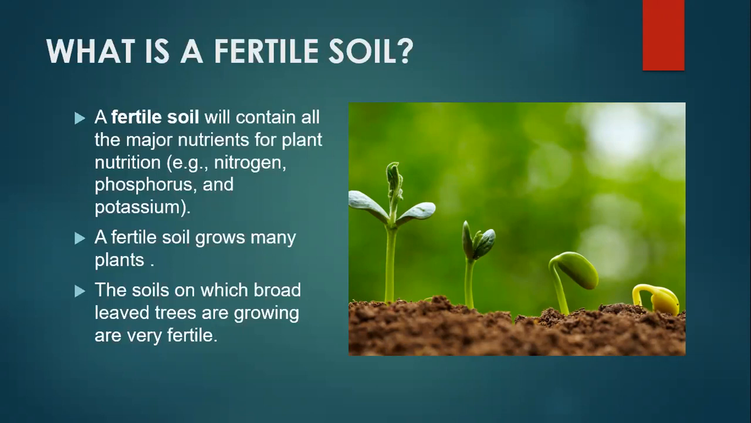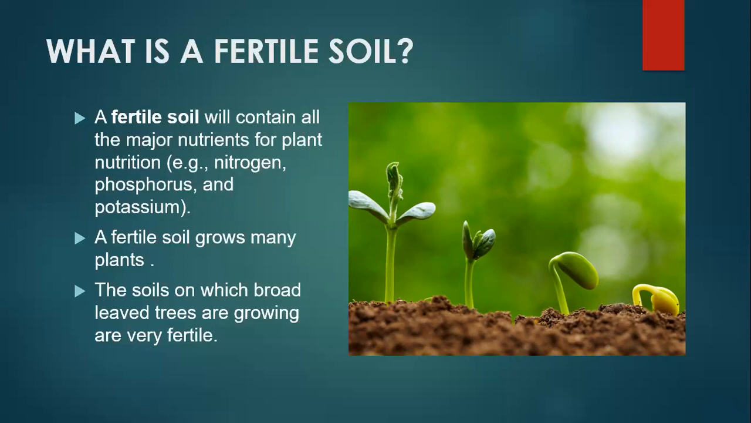So, what do you mean by fertile soil? A fertile soil will contain all the major nutrients. Nutrients mean the important things which a plant needs. For example, nitrogen, phosphorus, and potassium. Water and air are also very necessary for the plants to grow, and sunlight is also necessary. As we have studied photosynthesis, through which plants can grow and make their own food. So other than photosynthesis, these are the three important nutrients for the plants. What are these? Nitrogen, phosphorus, and potassium.